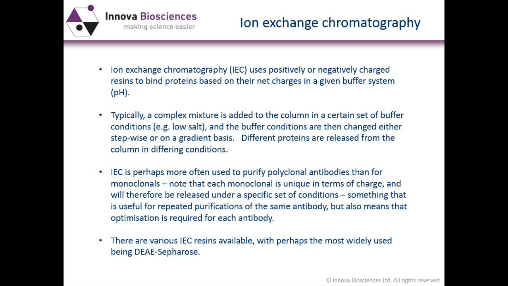So for instance, albumin will not bind in a certain set of conditions, will move through the column whilst immunoglobulins are left attached to the column. You then change the buffer conditions either on a stepwise or a gradient basis, and the different proteins are released from the column and can be separated and purified.